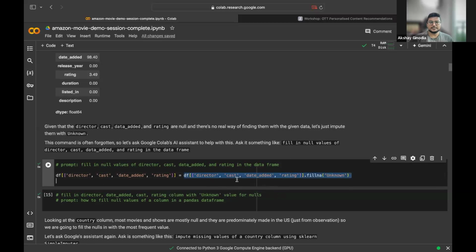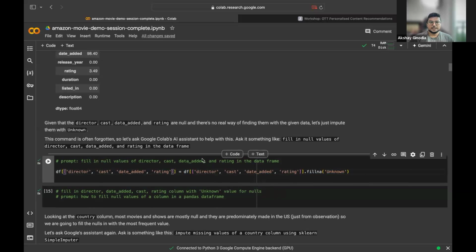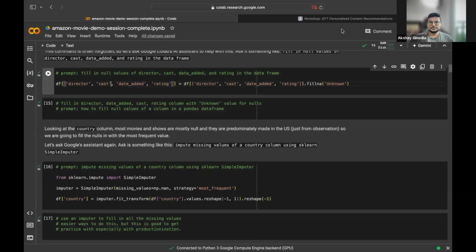I am defining the columns on the data frame to which I'm going to fill the null values, and what value I need to fill it with. It's unknown. So the structure of the code is very straightforward. Okay. And then I'm going to save it back to the columns in the data frame. Okay. Any questions so far?